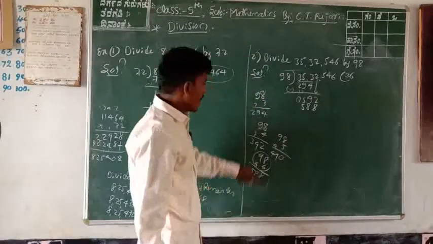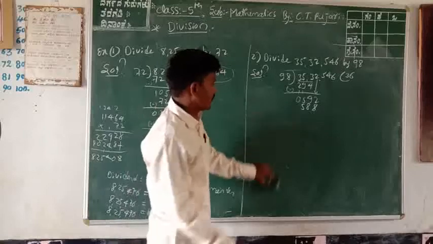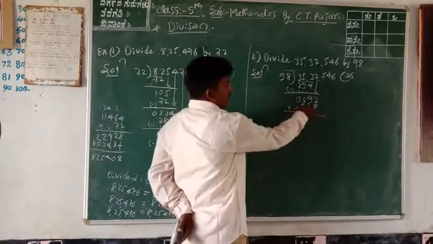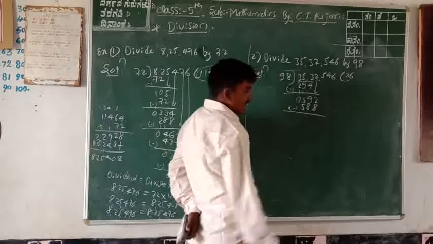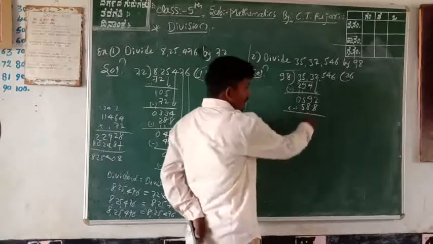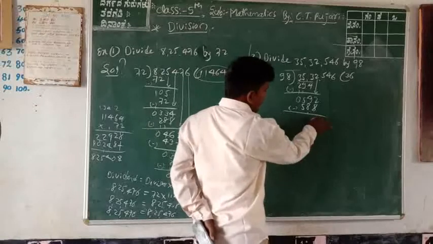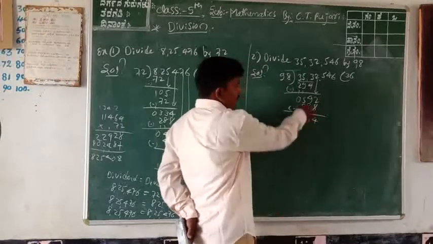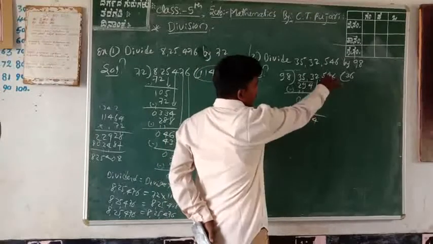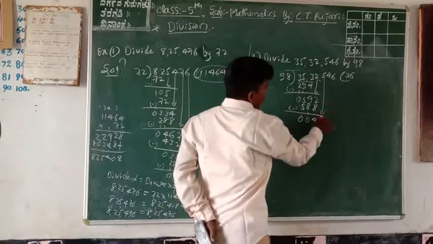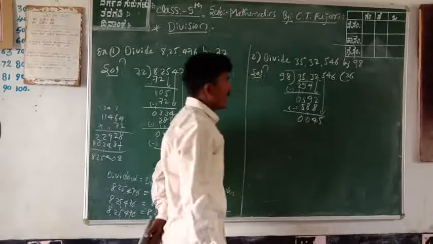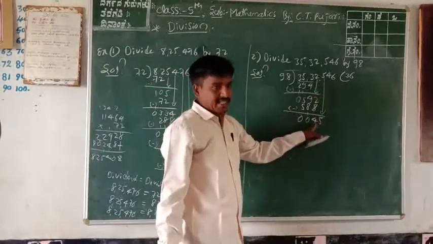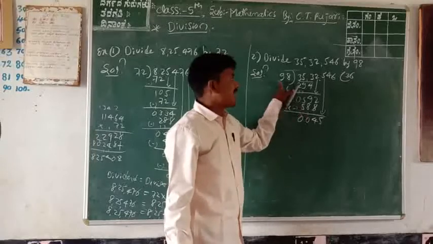588. Next, again subtract. 2 minus 8 is impossible. You can take carry 1. 12 minus 8 is 4. Again, 9 minus 9 is 0. 5 minus 5 is 0. You can take down the 5, that is 45. 45 is not divisible by 98.